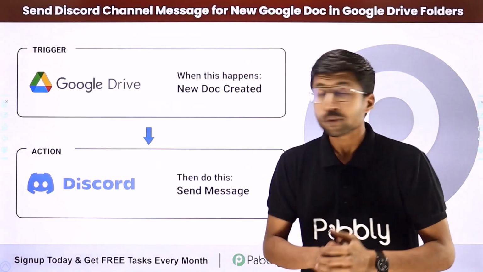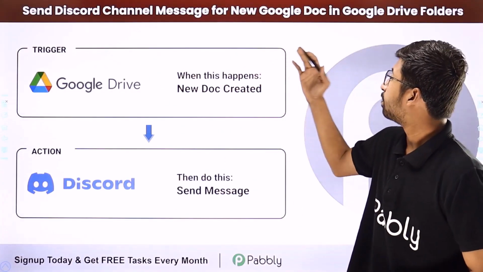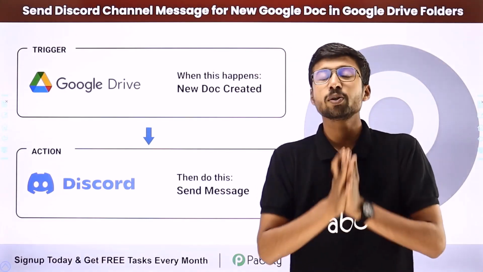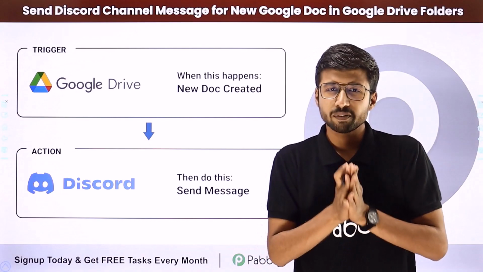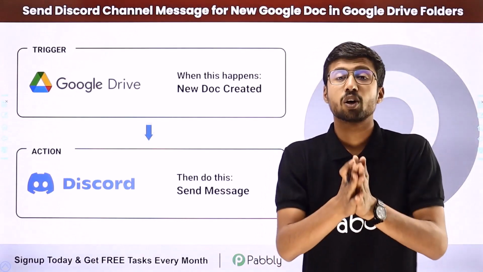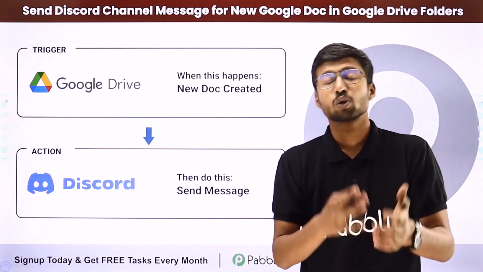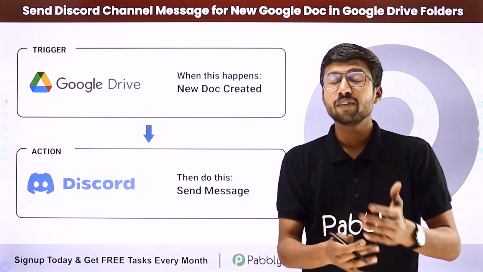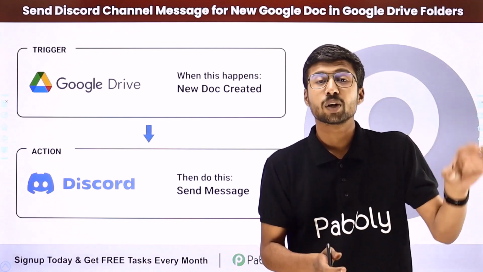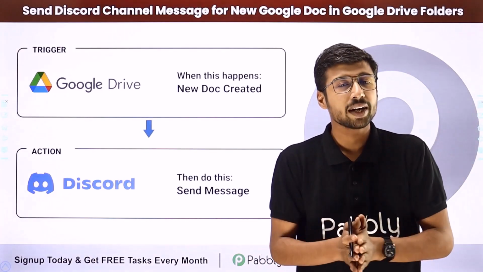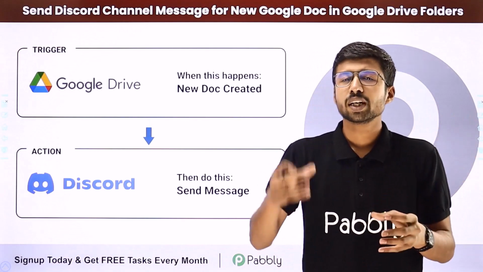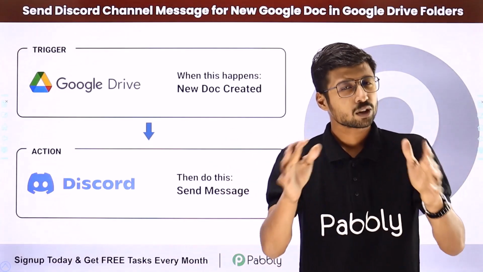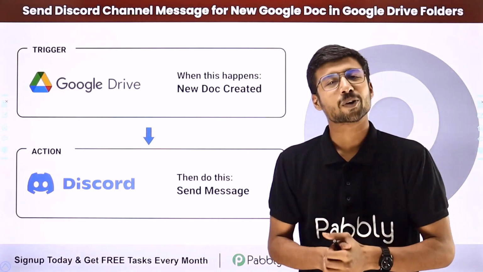So in this video, we are going to learn how to send Discord channel message for new Google Doc in Google Drive folder. Now suppose guys, you and your team members are working on some kind of project where you keep on creating new documents, new Google Docs for your work. And all of those documents are added into one specific folder on your Google Drive. Now you want that whenever a new document is created in that Google Drive folder, whenever a new Google Doc is added in that Google Drive folder, you want to send a notification, a message on your Discord channel updating your team members. Now guys, let me tell you, you can completely automate this process.